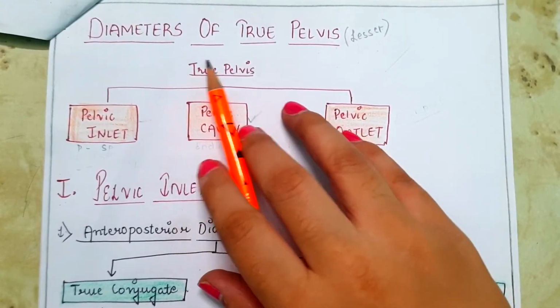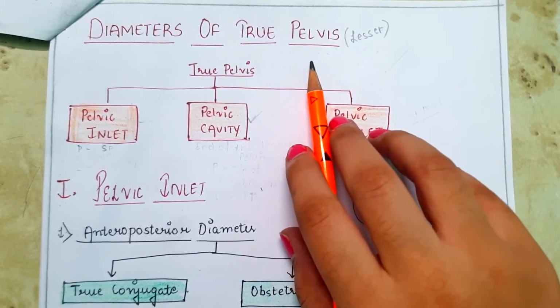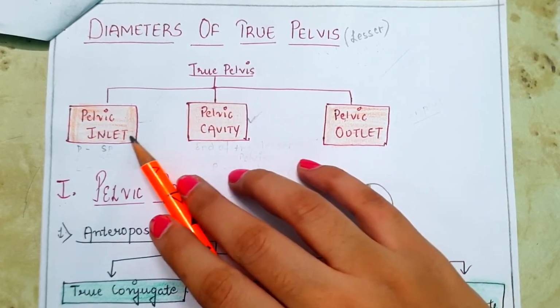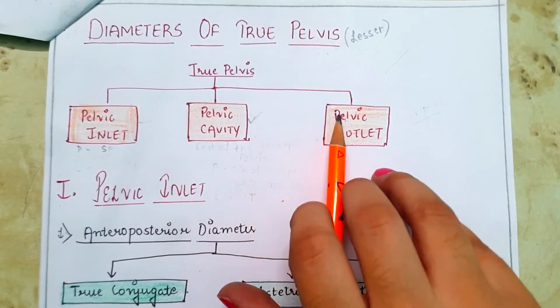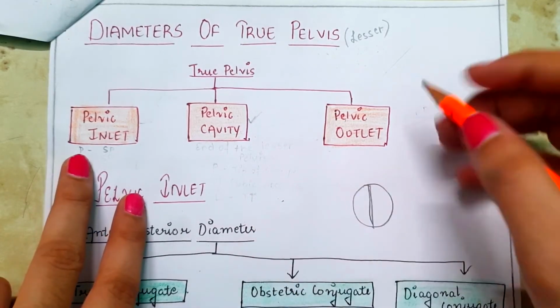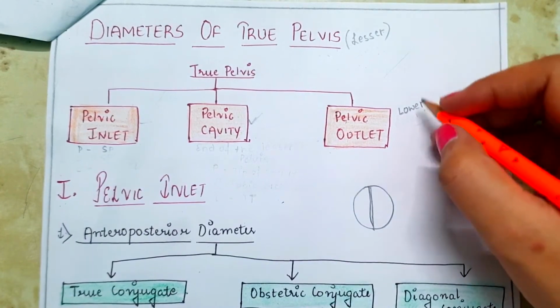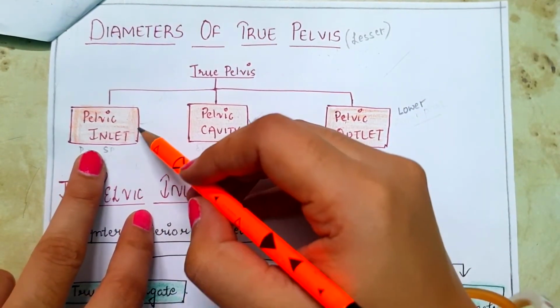Next are the diameters of the true pelvis, which is also known as the lesser pelvis, while the false pelvis is also known as the greater pelvis. The true pelvis has three parts: the pelvic inlet, the pelvic cavity, and the pelvic outlet. The lower part of the true pelvis is known as the pelvic outlet.